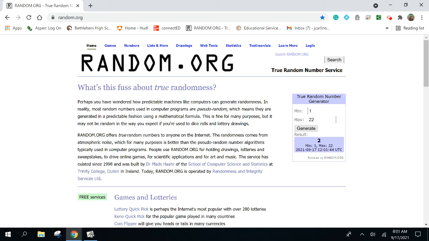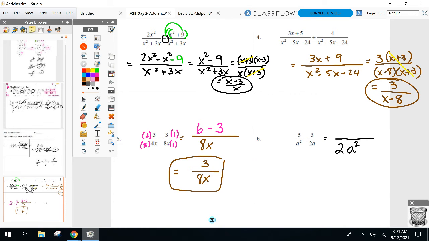I'll go slow here. I'll get somebody here sooner or later. Maybe not. There we go. Mike, here you go. What must I multiply a squared by to get my common denominator of 2a squared? 2. So multiply top and bottom by 2. So instead of 5, Mike, what am I going to have in my numerator first? 10. Good job.